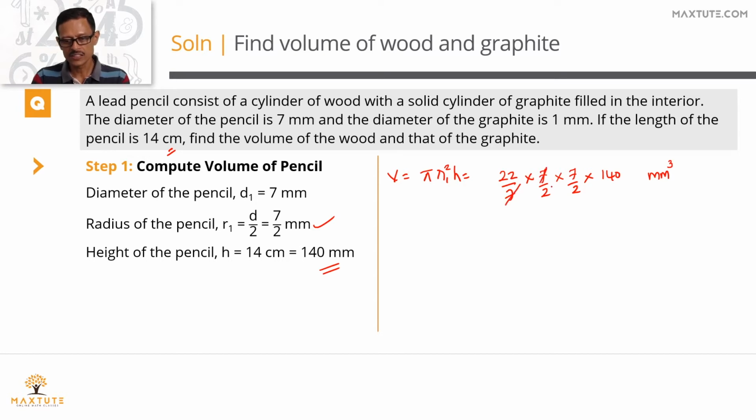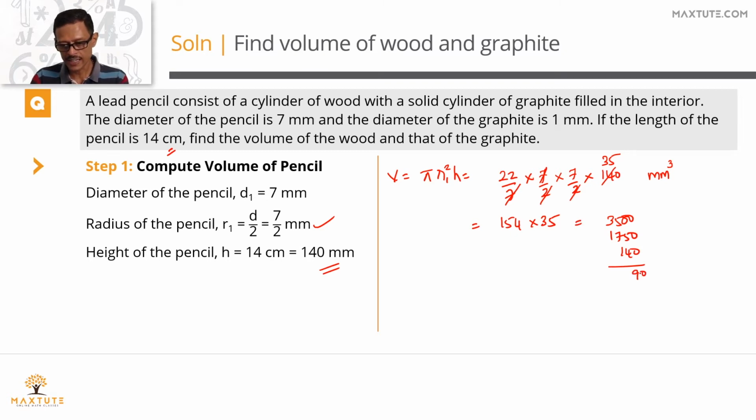7 gets cancelled with 7. The 2 gets cancelled with 140 to leave us with a 70. The 2 will get cancelled with the 70 to leave us with a 35. So what we have here is 22 into 7 into 35. 22 into 7 is 154 times 35. This calculation, let's do it as 35 into 100 first, which is 3500. 35 into 50, which is half that, which is 1750. 35 into 4, which is equal to 140. So this is the value of 154 into 35.